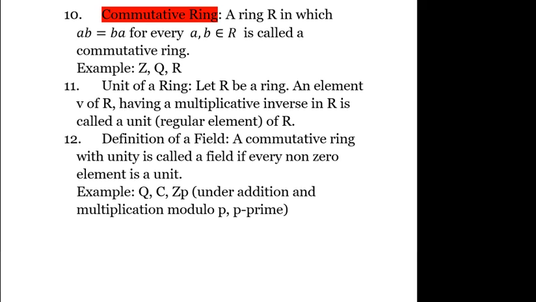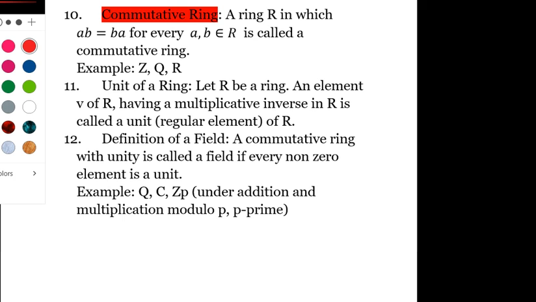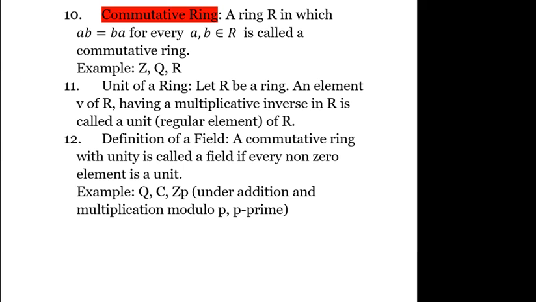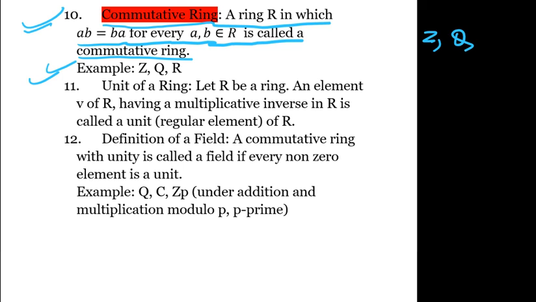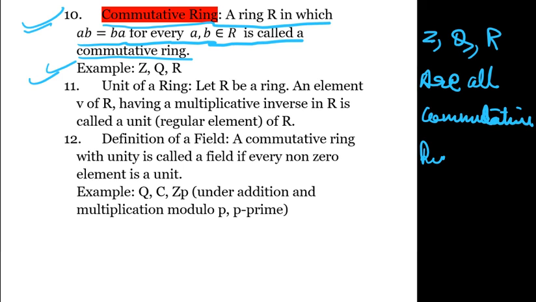Moving on to the next topic, called a commutative ring. Now the ring has a different part also. This one is called a commutative ring. What is a commutative ring, students? A ring in which AB is equal to BA for every A, B belonging to R is called a commutative ring. What are the examples? Z, Q, R are all commutative rings. Alright, they are all commutative rings.